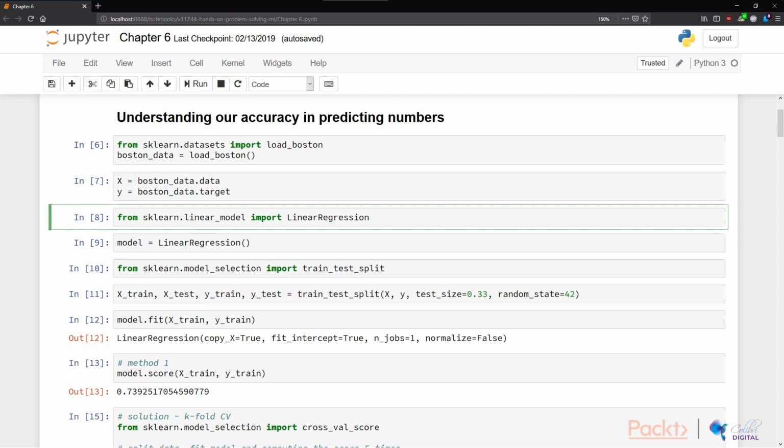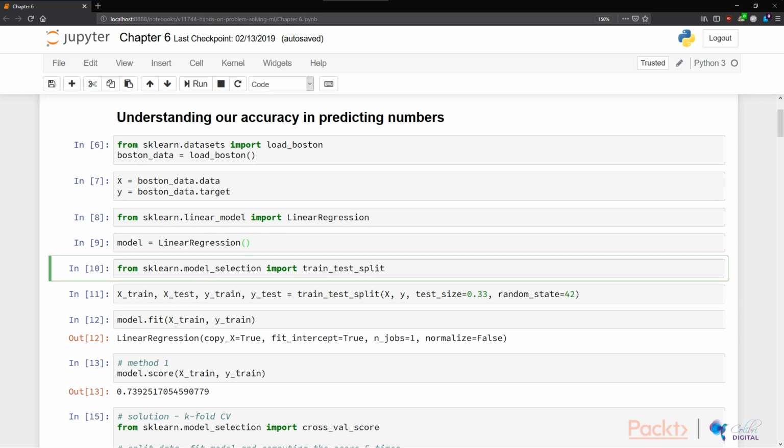In in8, we import a very typical linear regression model from the scikit-learn linear_model package. In in9, we instantiate this model. And then, as you know, from in10 to in12, we fit the model using training and testing splits. So it allows us to correctly use our data sets so that we have reproducibility and we also don't overfit and waste data.